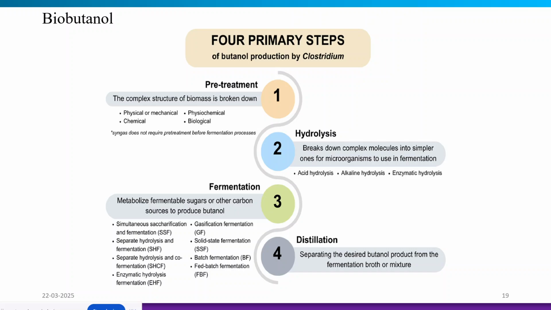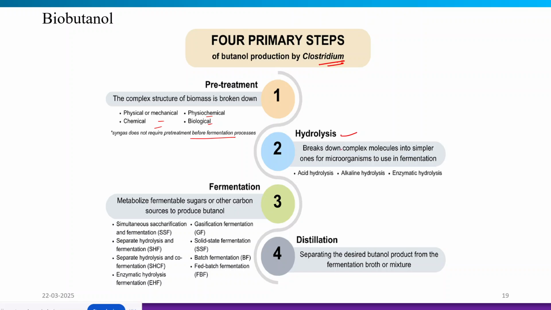So this biobutanol production is also similar to the bioethanol production, which has primarily four steps for butanol production using Clostridium strains of microorganism. The pretreatment process follows physical, chemical and biological methods. Also, syngas does not require a pretreatment process before the fermentation process.